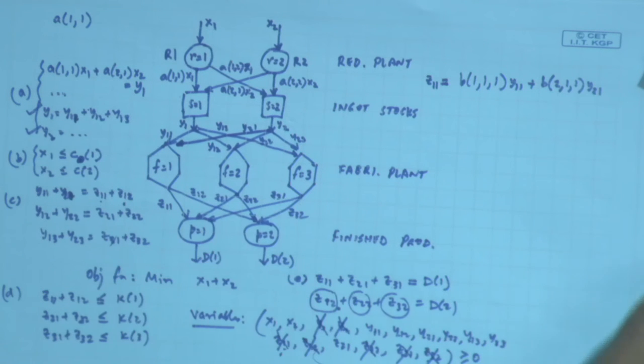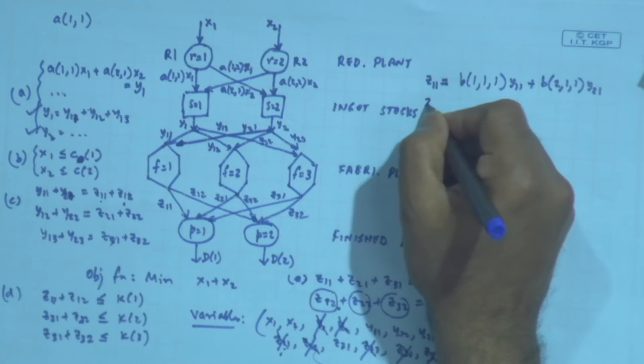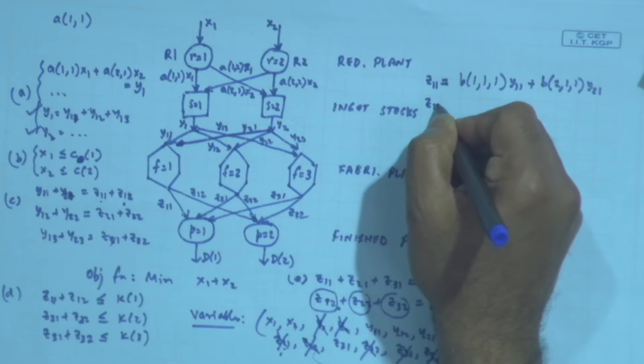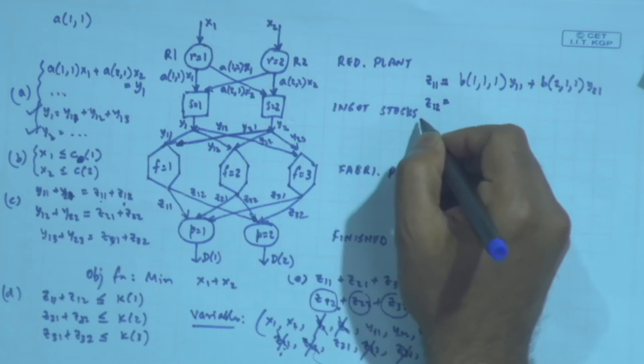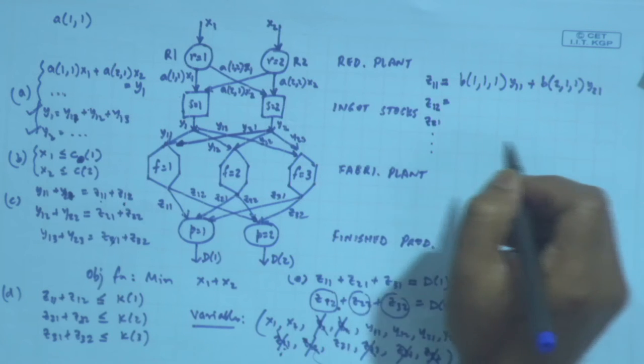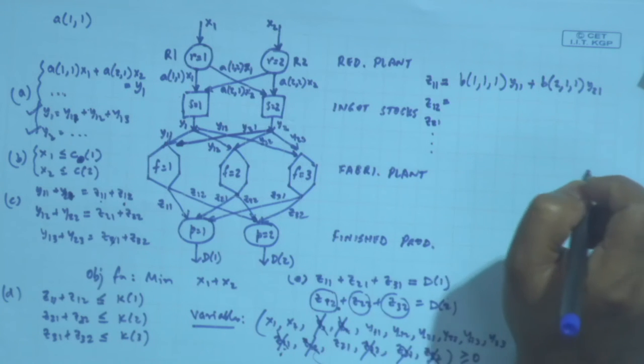Okay? Now can you write the other things? Z12, Z21, and all these 6 terms you can write now, all of them like this.